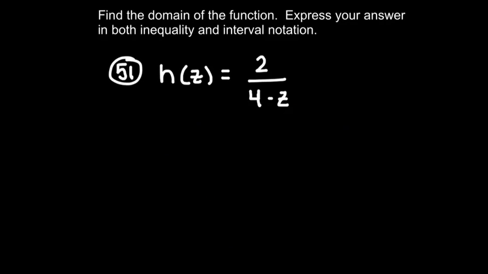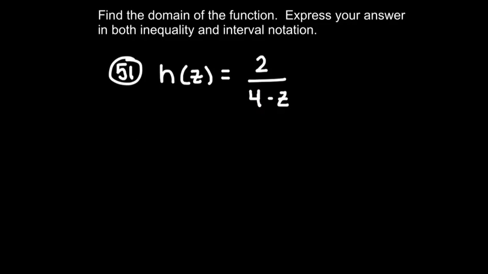For number 51, I would start with all real numbers. I have to take away anything that would put a 0 in the denominator of a fraction, anything that would put a negative under a radical. All I have here is a fraction with the potential for a 0 in the denominator. So I take that denominator, which is 4 minus z.